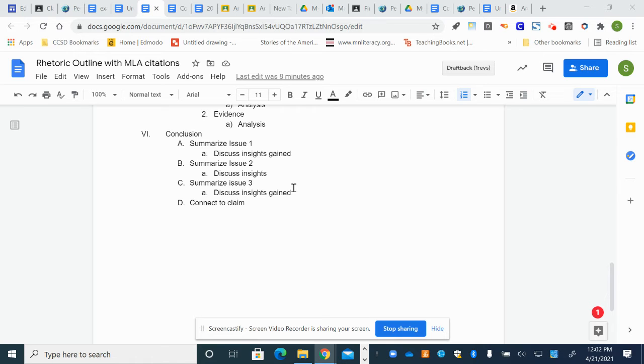So definitely connect it back to the claim. Restate your thesis. Please do not just copy paste your thesis or your claim. Do not just use the same exact one that you used in your introduction. Restate it so that it has the same meaning, but you say it in a different way. Okay. So I'm going to show you an example of a finished outline here in just 1 second.